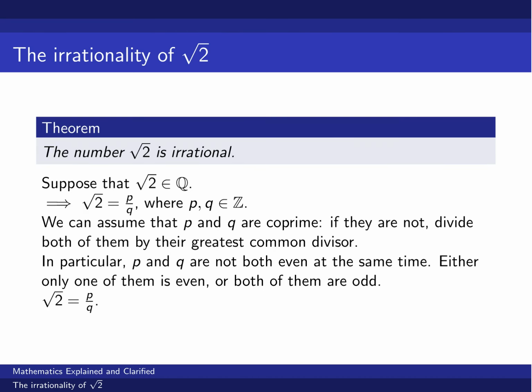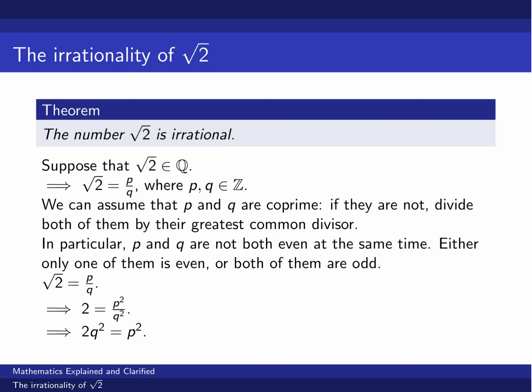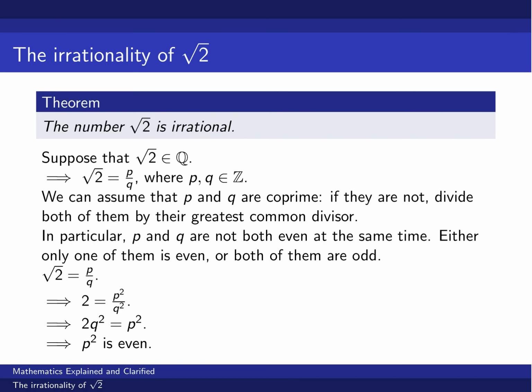So now let's rewrite the expression that we have. The square root of 2 is equal to p over q. From this, when we square both sides, we get that 2 is equal to p squared over q squared. Now we multiply both sides by q squared. We get that 2q squared is equal to p squared. And from this we conclude that p squared is even.